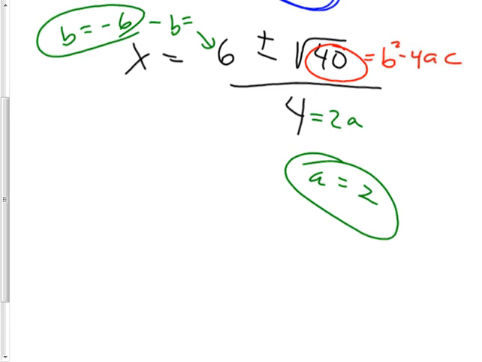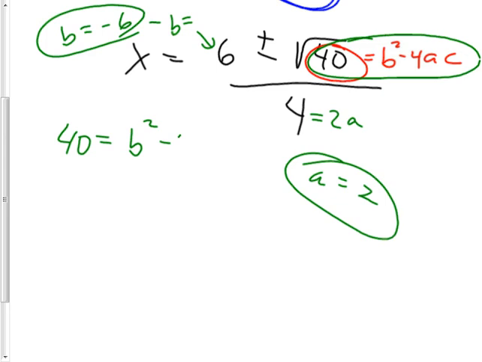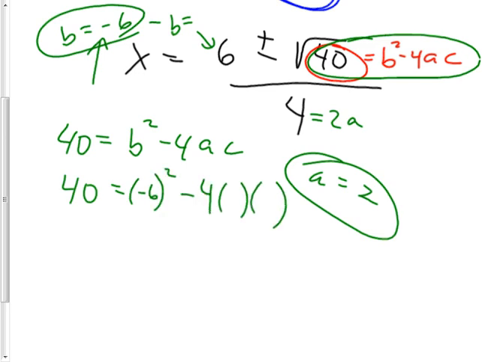So this is the part we're solving right there. So you should have said 40 equals b squared minus 4ac, and then you just put in what you know. You know b, it's right there. B's negative 6. Minus 4 times a times c. Notice me putting in parentheses for those things. A is 2. I can drop it in right there. And c is still c. I don't know c yet. So hopefully you said 40 equals 36 minus 8c.